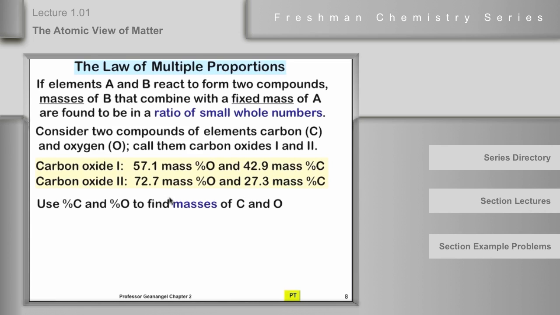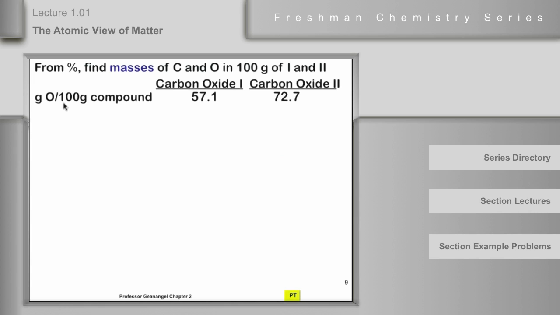So I'm going to go to the next slide and carry this through. So let's take carbon oxide 1 here. The number of grams of oxygen in 100 grams of carbon oxide 1 is 57.1, because it's 57.1% oxygen. Okay? Carbon oxide 2 is 72.7 grams of oxygen per 100 grams of the compound, using the percents. And I could do it exactly the same way for carbon. Grams of carbon per 100 grams of carbon oxide 1 will be 42.9. And for carbon oxide 2 will be 27.3. So now I have the mass ratios of the two.